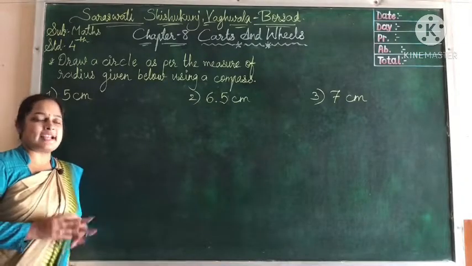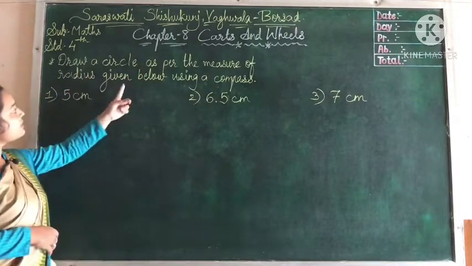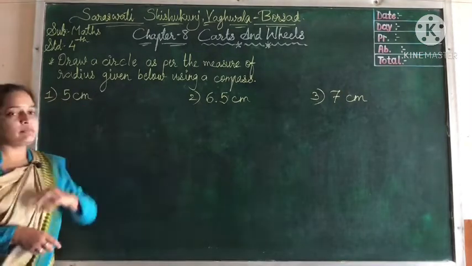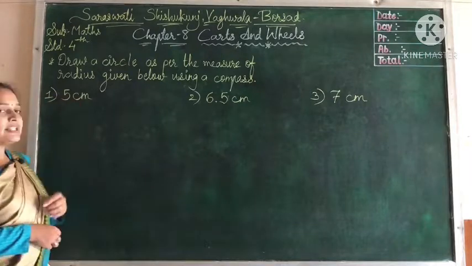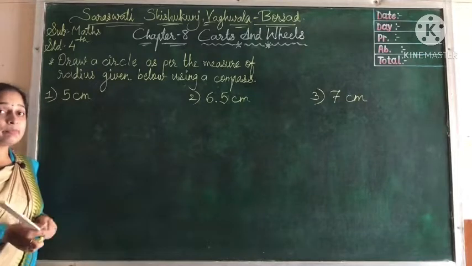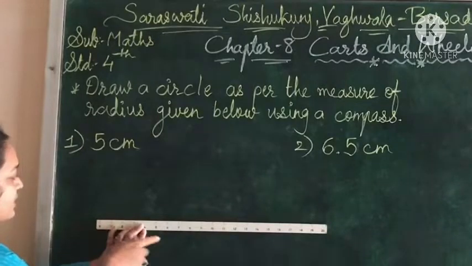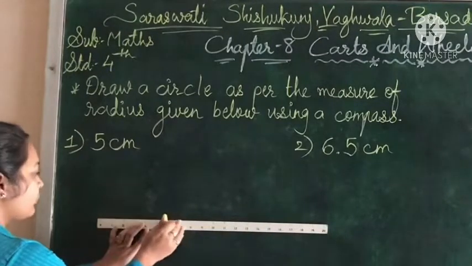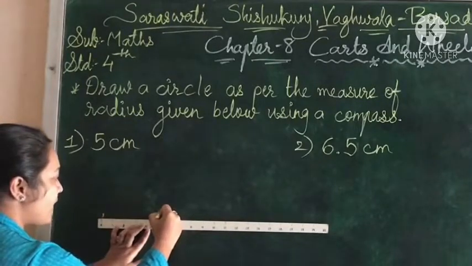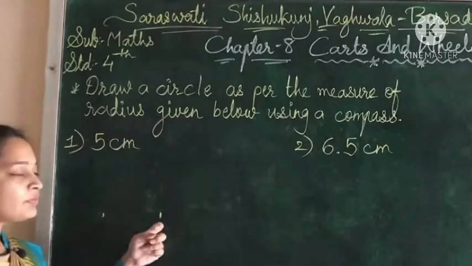Now let's see the exercise. The exercise heading is: draw a circle as per the measure of radius given below using a compass. You can see here I have written the measurement of the radius. In number 1 it is 5 centimeter. So first we will measure the radius with the scale. You can see here with the scale 0 is here, fine. So I am keeping a point at 0 here and at 5. You can see that I have made two dashes from 0 to 5.